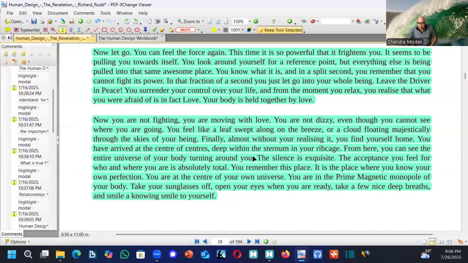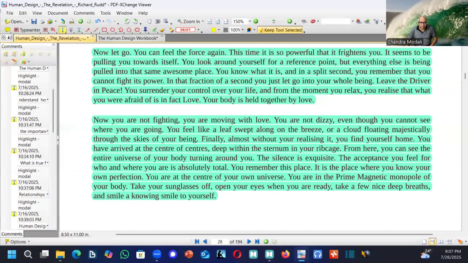Finally, almost without you realizing it, you find yourself home. You have arrived at the center of centers, deep within the sternum in your ribcage. From here, you can see the entire universe of your body turning around you. The silence is exquisite. The acceptance you feel for who and where you are is absolutely total. You remember this place. It is the place where you know your own perfection. You are at the center of your own universe. You are in the prime majestic monopole of your body.